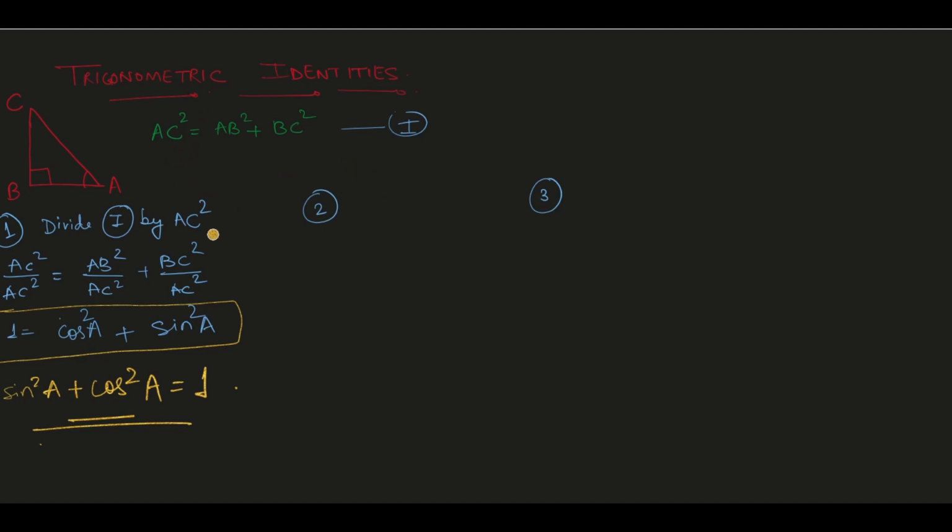Now the second one, how will we get it? See, here we divided it by AC square, right? Now for number 2, we'll divide the whole equation by AB square. It's very easy. That's why I said that if we know how to derive it, it's just a matter of 2 minutes. In case we forget any identity, we can just derive it right there. So divide by AB square. So this will be AC square divided by AB square is equal to AB square divided by AB square plus BC square divided by AB square.